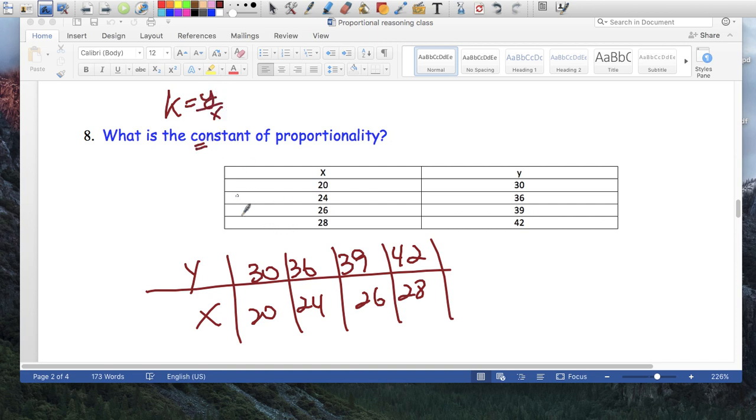3 over 2. And we get 36 over 24, which if we divide top and bottom by 12, we get 3 over 2. So again, look, k is the same. Next row, 39 over 26. k equals 39 over 26, and we can divide top and bottom by 13, and we get 3 over 2. And even the last one, k equals 42 over 28. We can divide top and bottom by 14. You get 3 over 2.